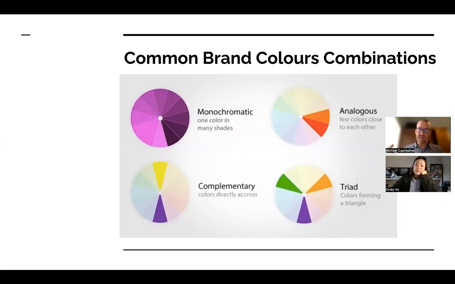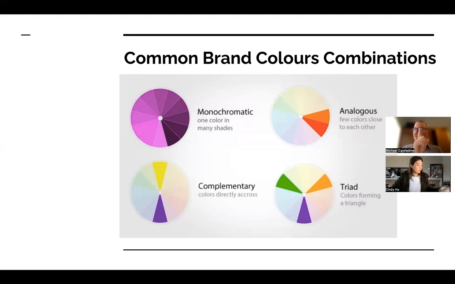So an analogous, so the top right-hand corner, this is used a lot because it is used and seen more naturally in the world. So when you pick up a leaf, anything off the ground, it'll have green, but it'll also have tinges of blue. And so anything close to each other, the left and the right, is analogous.